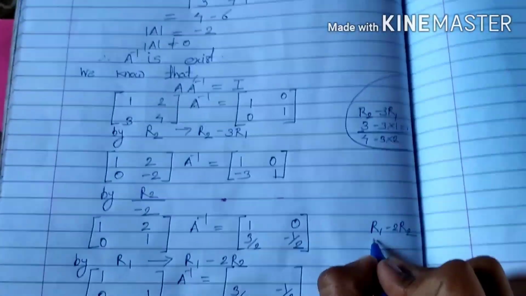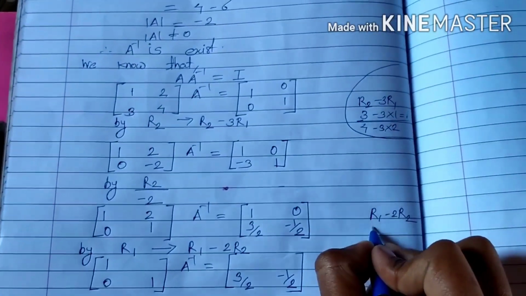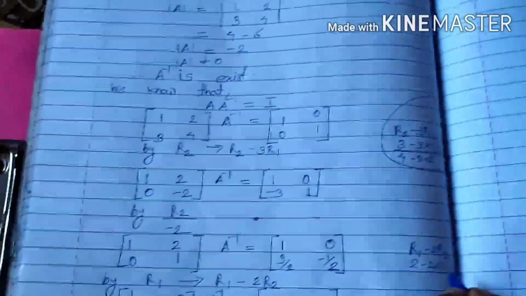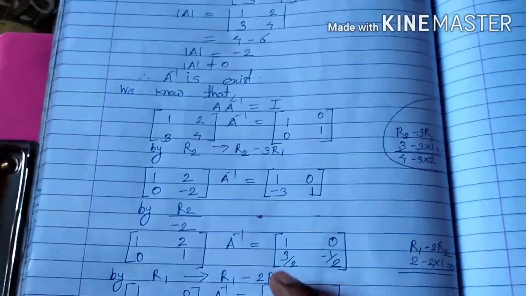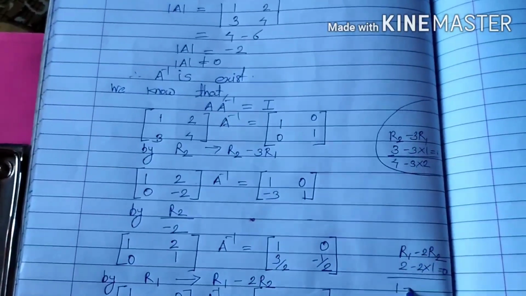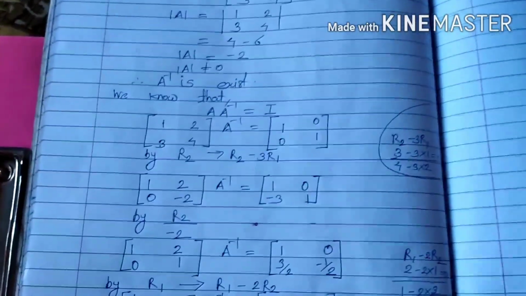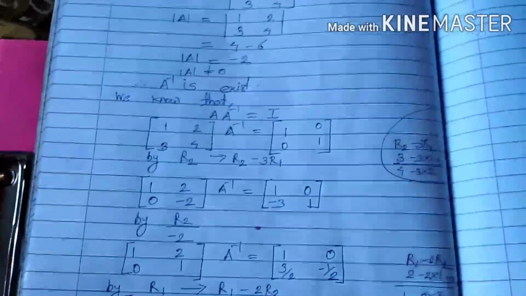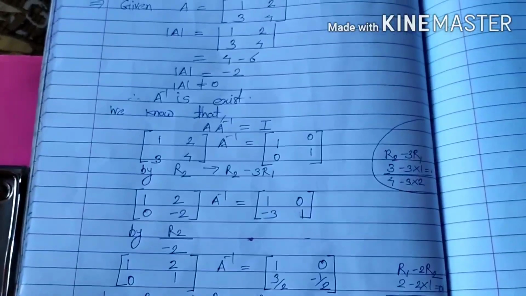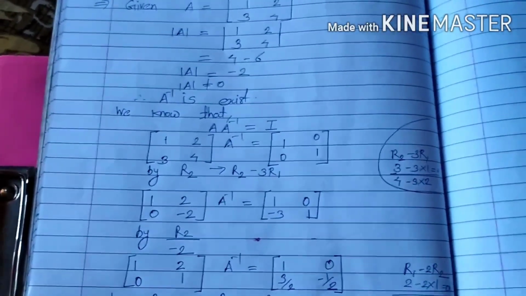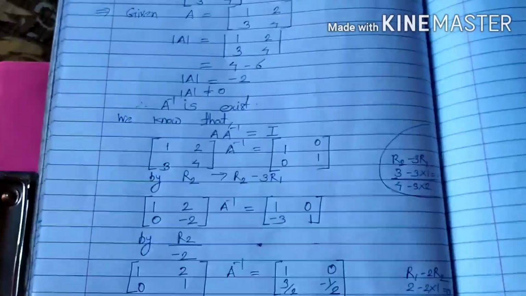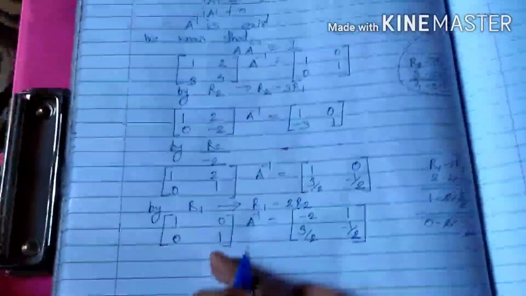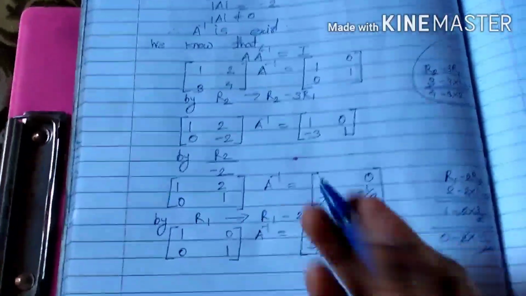That's why R1 is 2 minus 2 into 1 is 0. That's why 0. Next, R1 is 1 minus 2 into 3 by 2. 2 get cancelled. 1 minus 3 is minus 2. And last, R1 is 0 minus 2 into minus 1 by 2. So 2 get cancelled, and minus 1 becomes plus 1. And you can see here it is identity matrix.